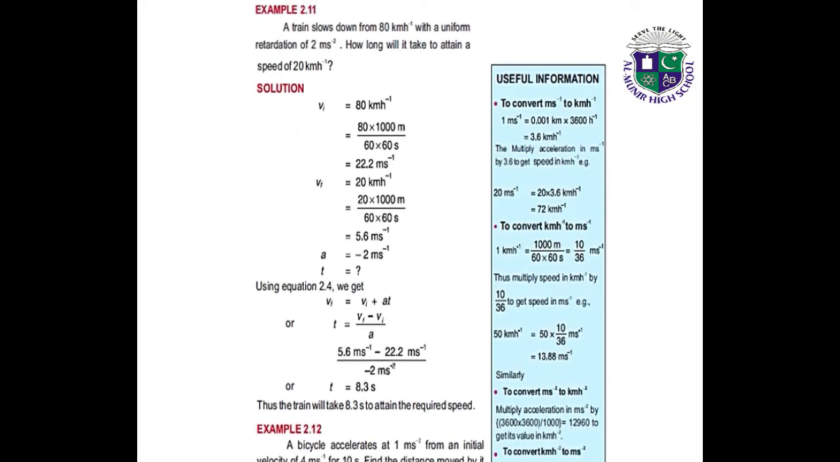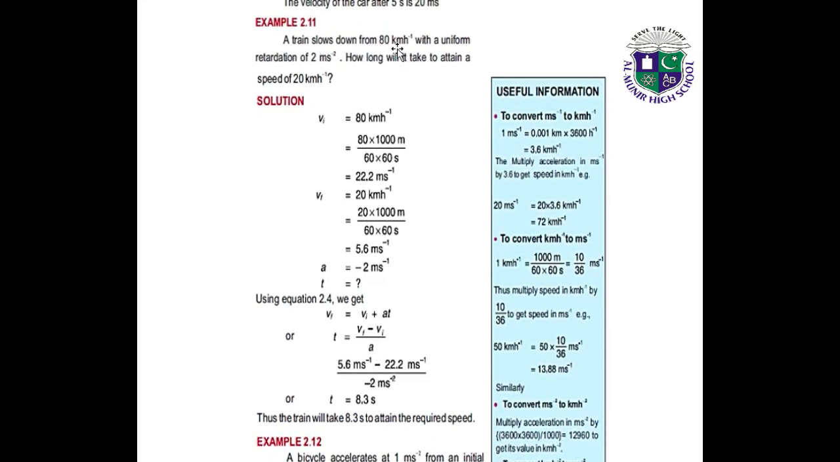Example 2.11: a train slows down from 80 kilometers per hour. So initial velocity is given, with a uniform retardation of 2 meter per second square. We will multiply it by 1000 to change it into meter per second, divided by 60 into 60 seconds, and the answer will be 22.2 meter per second. Here we have the final velocity. Also we will convert it into the smaller unit, meter per second. Acceleration is given, time is given. By using the first equation of motion, we will get the time taken, which will be 8.3 seconds.